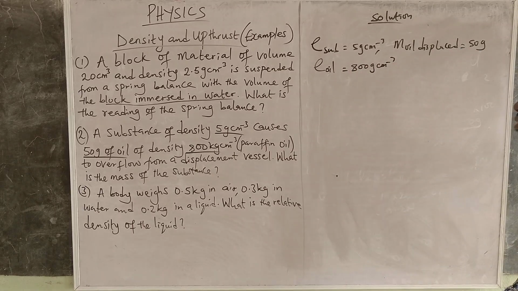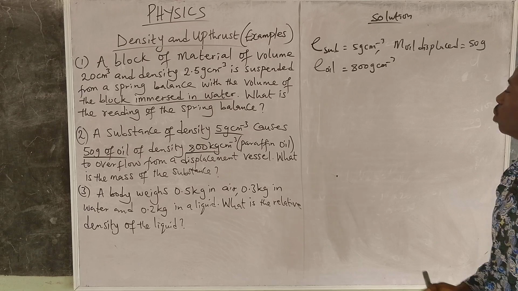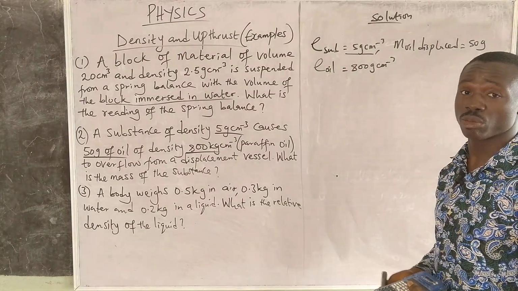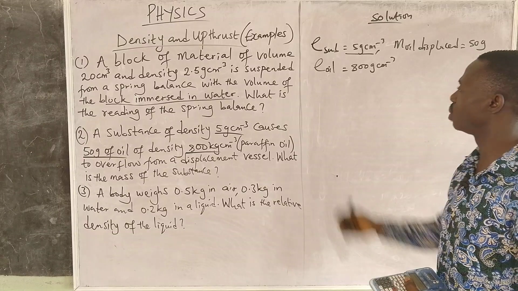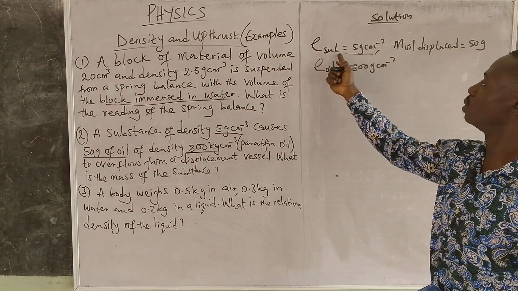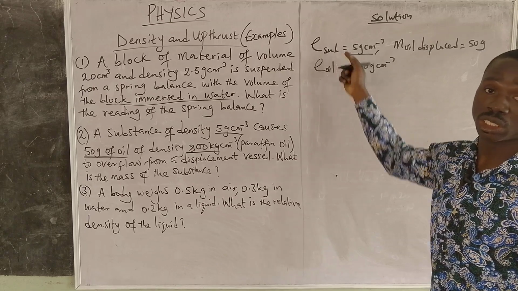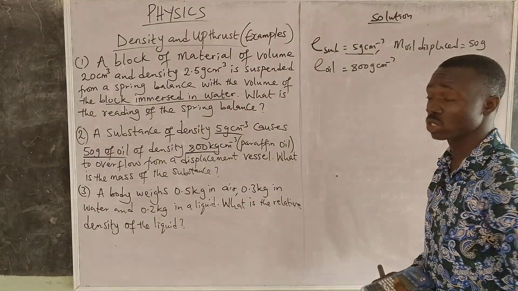Now, the question is, what is the mass of the substance? Although we already know the density of the substance, we have to find the mass of the substance. We can use the formula density is equal to mass over volume, but we don't know the volume. If we can know the volume, we just substitute both the volume and the density, then we make the mass the subject of the formula, but the volume is not known.